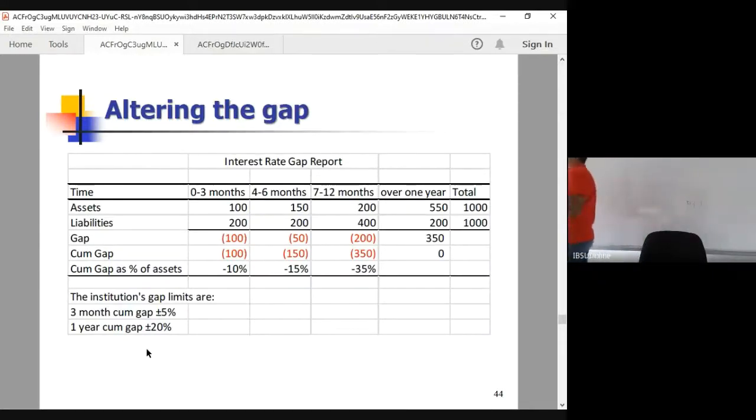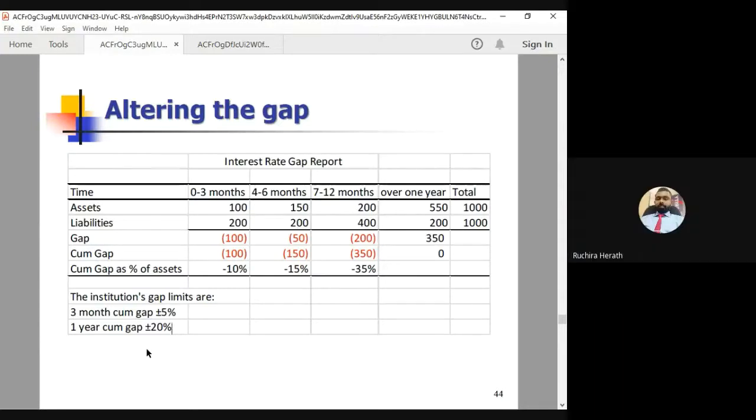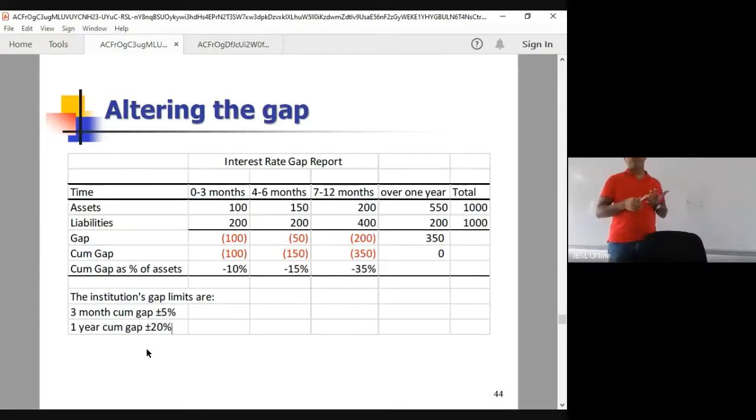Then what do you do? You need to work on assets or liabilities. Yeah, exactly. So you need to either increase your assets in this case, or you need to decrease your liabilities. That might be the case, in a way that you are more within your limit. Why has the management put this for each bucket?